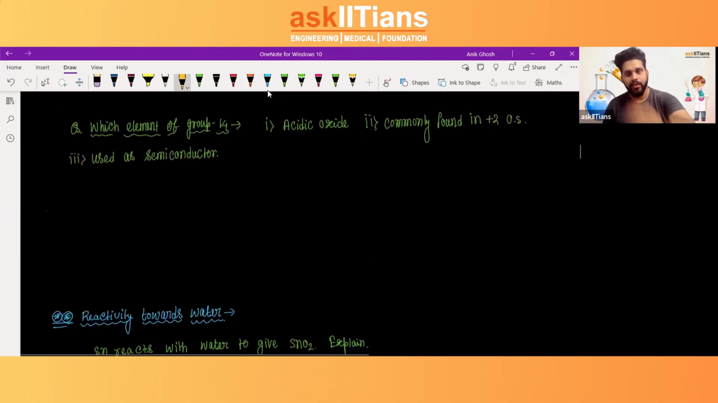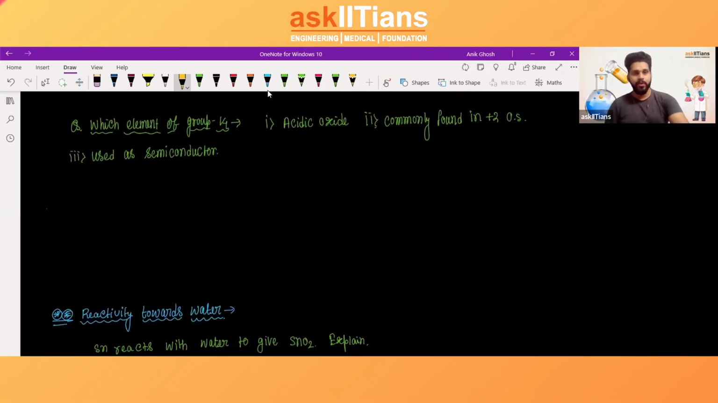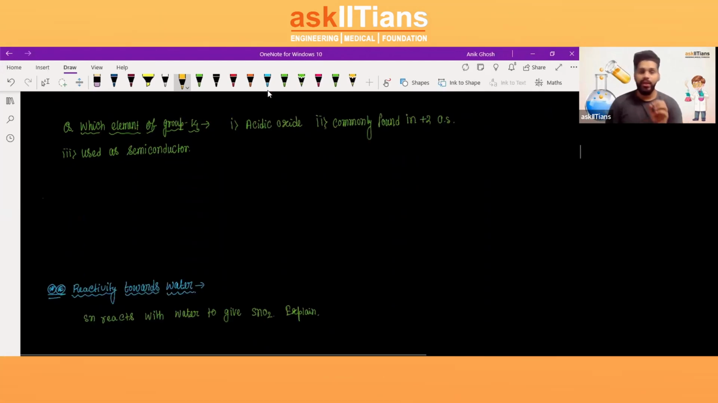Okay, I believe this much is clear. Now moving on to the next topic: which elements of group 14 can form one acidic oxide, commonly found in +2 oxidation state, and used for semiconductor. Three different questions. If I have to answer the first question, acidic oxide, I'm gonna go for carbon. Carbon can show very good acidic oxide. To answer the second question, commonly found in +2 oxidation state, guys, it's a very simple question. Lead, not 4 but 2.